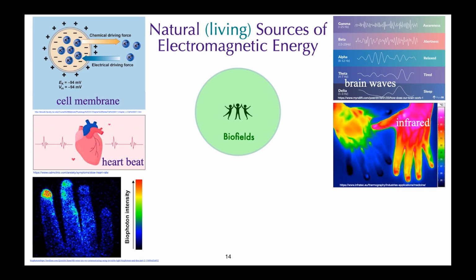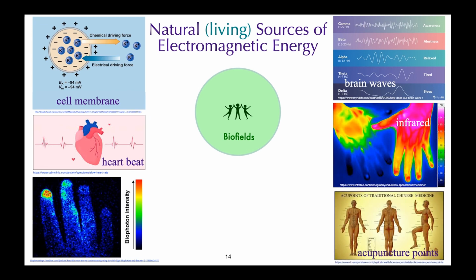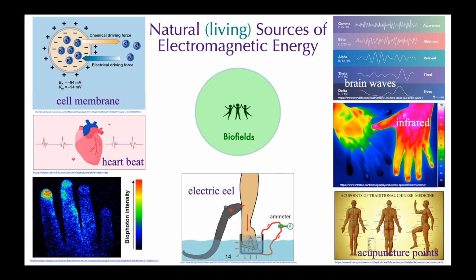Infrared radiation or heat is part of the electromagnetic spectrum, and this heat provides information about the body. With Oriental medicine, we learned that acupuncture points have a higher conductivity than surrounding cells, and that is why we can find the acupuncture points using electroacupuncture. Other species can also use their electrical energy in a variety of ways.